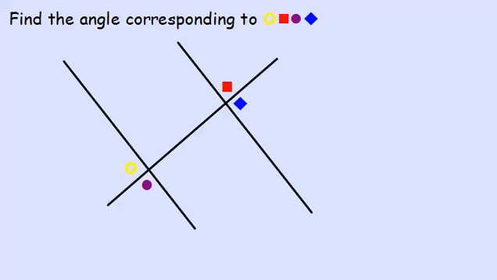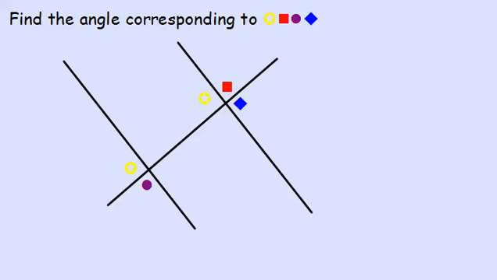Final thing we're going to look at here is just to try and identify some angles corresponding to the ones already marked in the picture. So first of all, we want to find an angle corresponding to this yellow star here. So if we put on our F shape, I'm going to put it on here, it's like a back to front F. So if our yellow star is there, our other one has to be inside the other part of our F. So there we've got our first pair of corresponding angles.